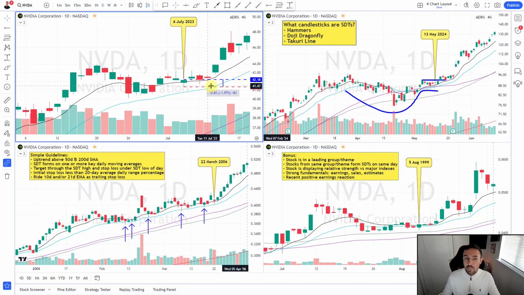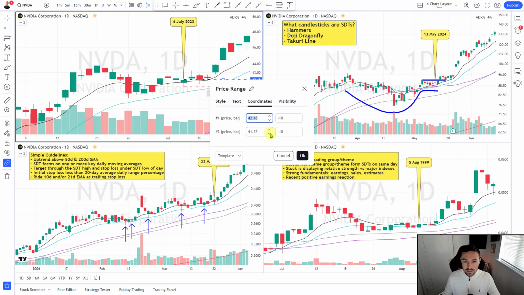But let's imagine here we get perfect execution. So we get filled at 42.18. Our initial stop loss is the low of the day by a cent, so 41.35. Let me just check that that is the right level. So there we'd go, 1 cent like this. So our stop loss is going to be a tiny bit wider. So let's just go set that up.